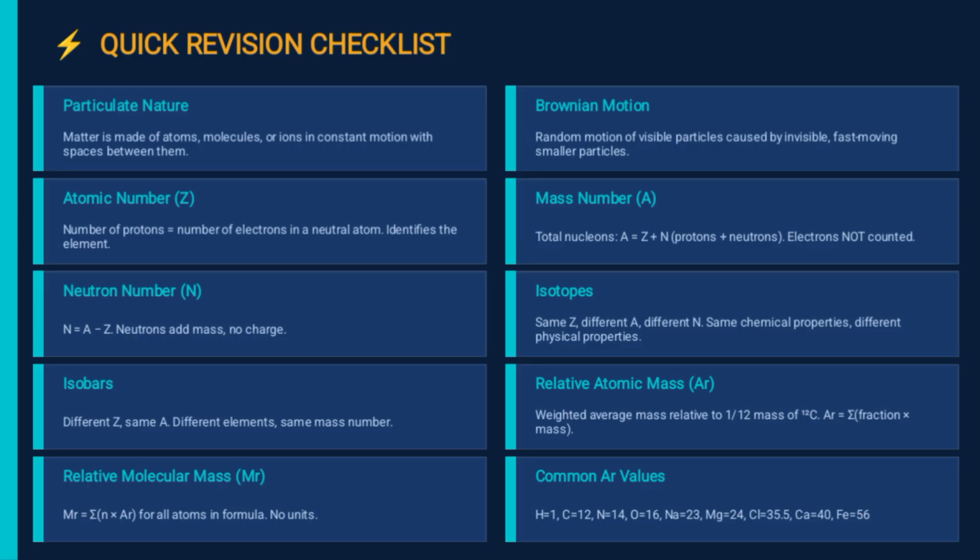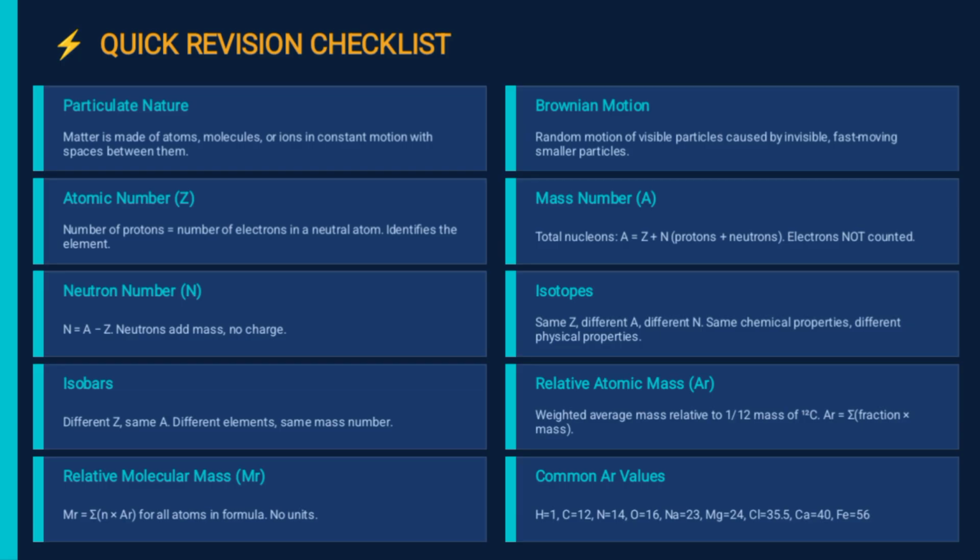A quick revision. The particulate nature of matter. Matter is made up of atoms, molecules, and ions in constant motion with spaces between them. Your atomic number is the number of protons, which is also equal to the number of electrons in a neutral atom. Your neutron number is mass number minus atomic number. Neutron does not have charge. Isobars are atoms of different elements that have different atomic number but the same mass number.